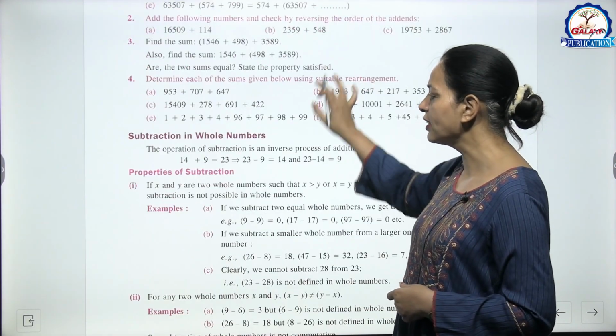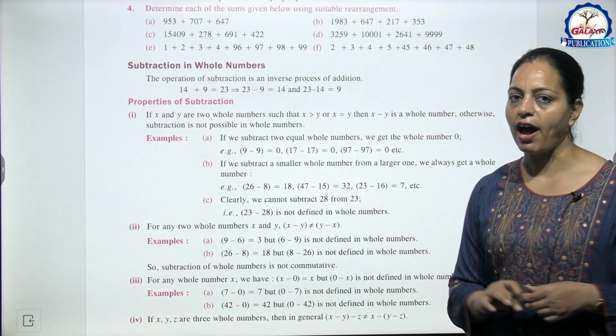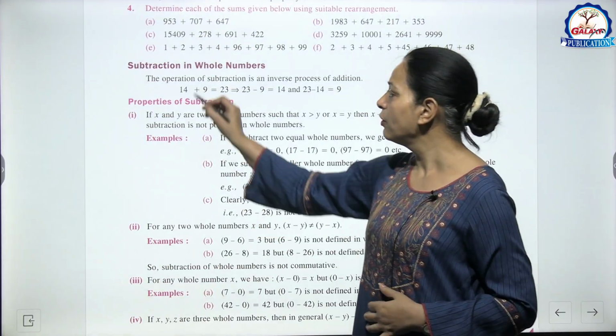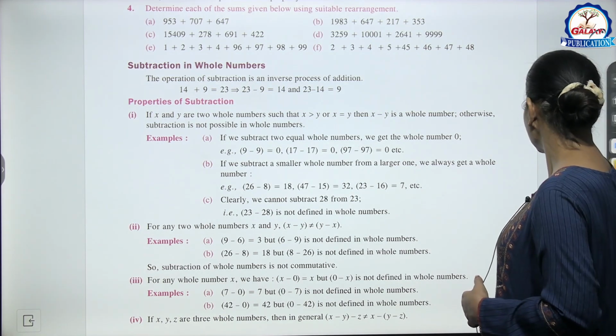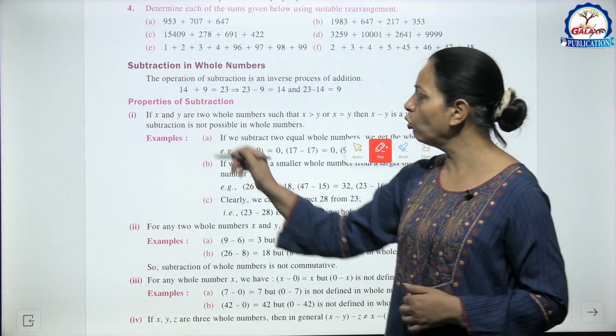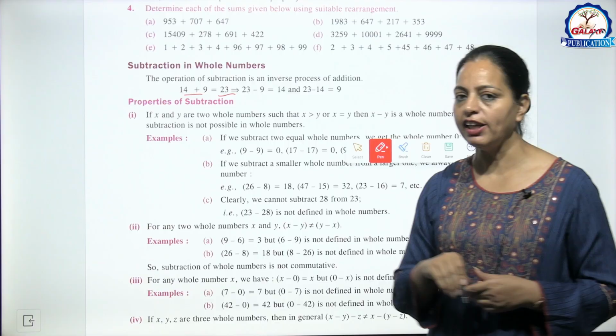Now come to the next. We are talking about subtraction in whole numbers. The operation of subtraction is an inverse process of addition. You know 14 plus 9 is 23.